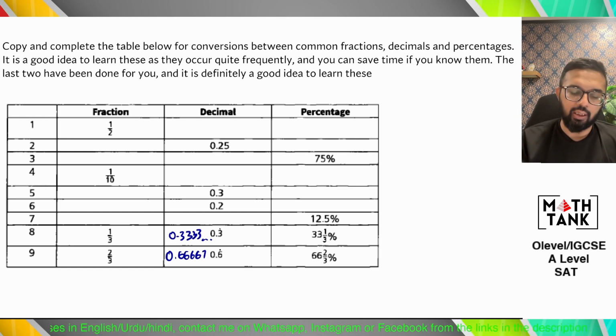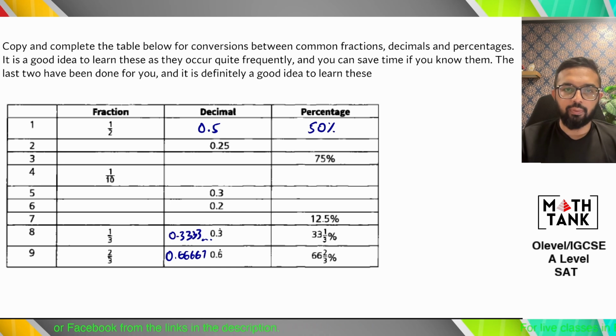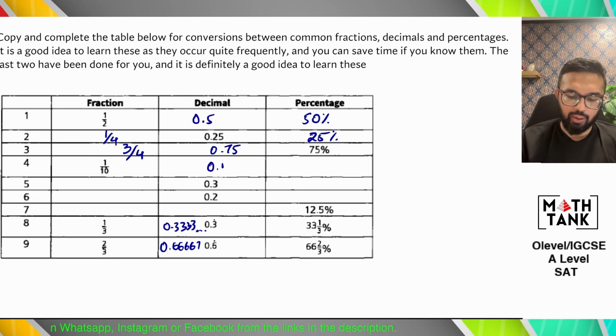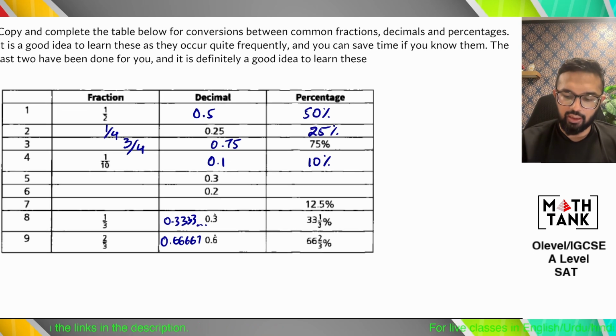Okay, let's start from the beginning. Half is 0.5. Now, I'm not going to show you calculations for these because I want you to learn these, and this is equal to 50%. 0.25 is 1 over 4, and this is 25%. 75% is 0.75, and this is 3 over 4 as a fraction. 1 over 10 is 0.1, this is 10%. 0.3 is 30%. You multiply by 100 to get the percentage.